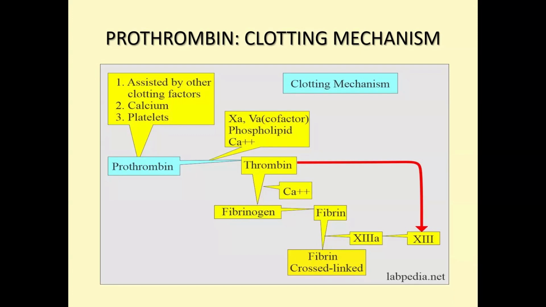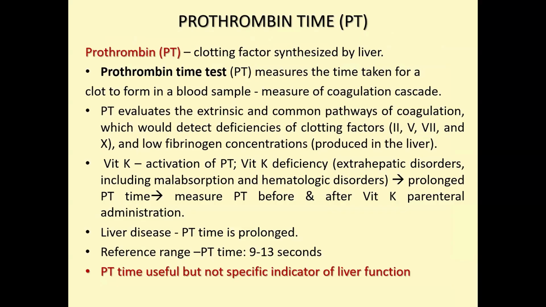Okay. So this is the clotting mechanism where thrombin plays an important role. Prothrombin time measures the clotting factors synthesized by the liver. It measures the time taken for a clot to form in the blood sample. And what is the coagulation cascade? It is the extrinsic and common pathways linking together, which would detect deficiencies of clotting factors 2, 5, 7, 10, and low fibrinogen, which is again produced in the liver.